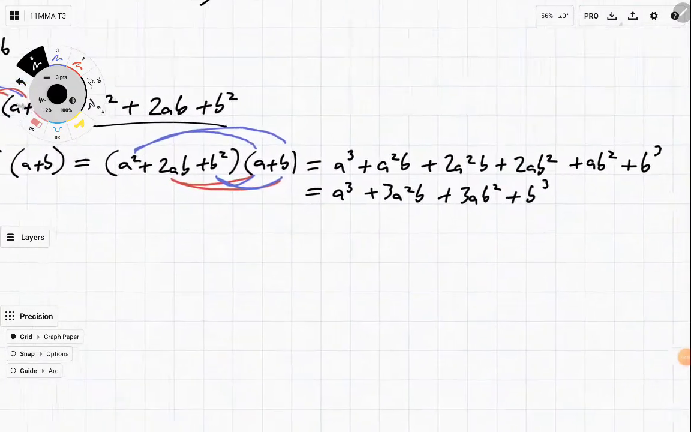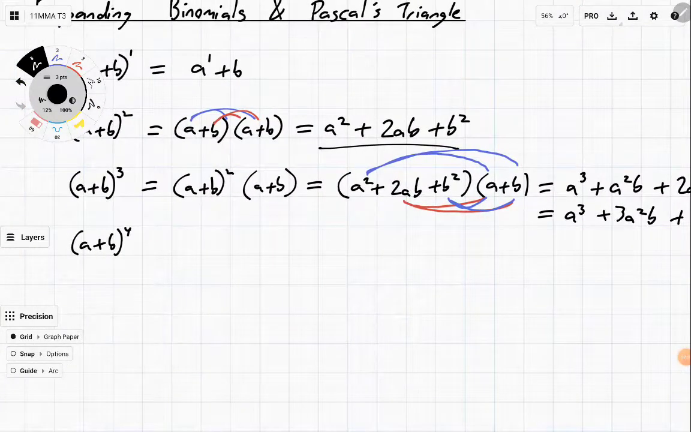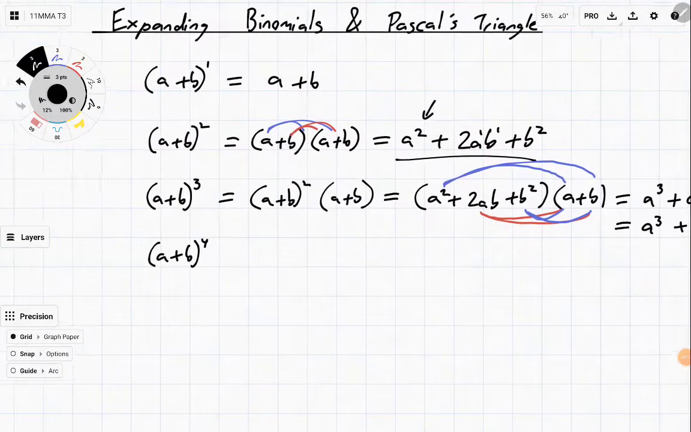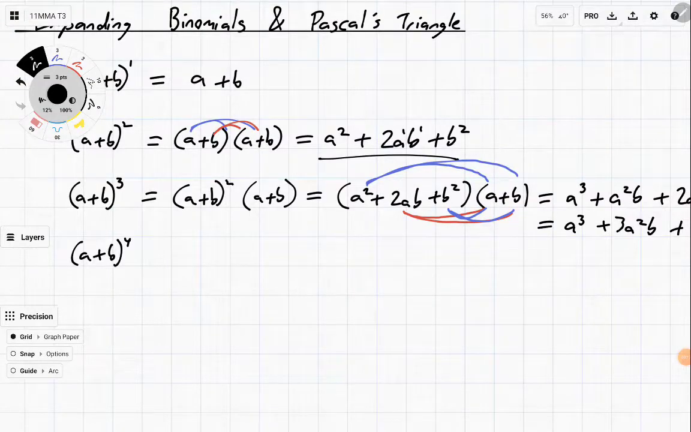So already we can kind of see a pattern, right? Here we've got 1 and 1. Here we've got 1, 2, 1. Notice that the powers always add up to 2. So since it's to the power of 2, we've got a power of 2 here, a power of 2 here, and in the middle we've got 1 each.